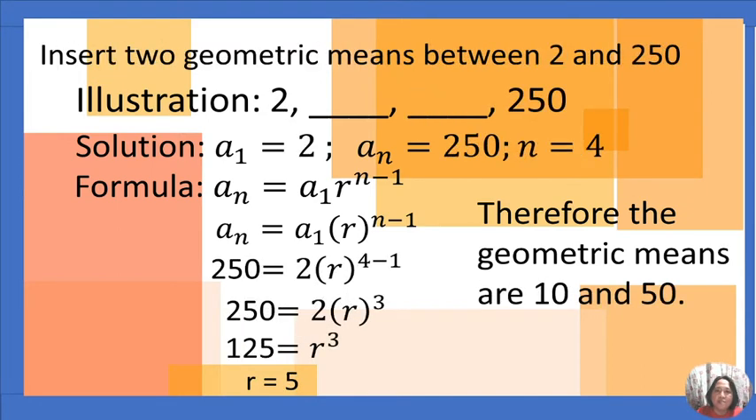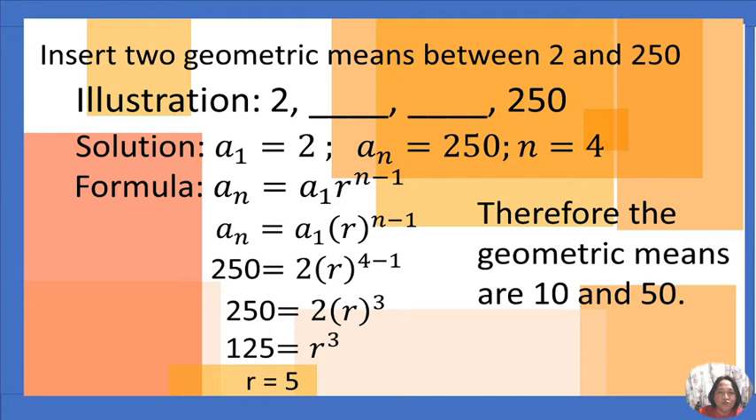Insert two geometric means between 2 and 250. So to illustrate the problem, you have 2, blank, blank, 250. So the first term is 2, the nth term is 250, the number of terms is 4. Since again it will form a geometric sequence, we're going to use the formula for the geometric sequence, a sub n equals a sub 1 times ratio raised to n minus 1.